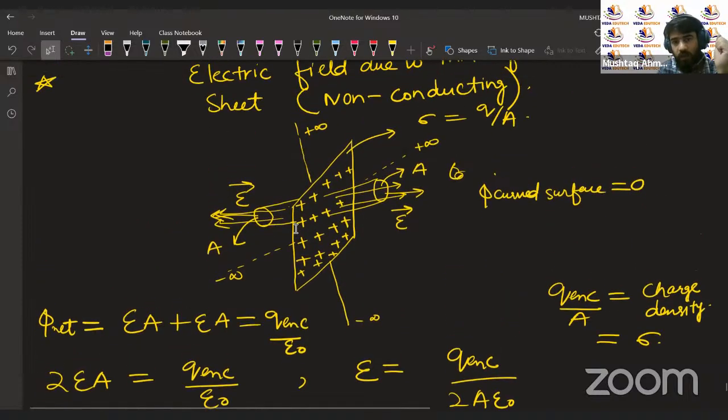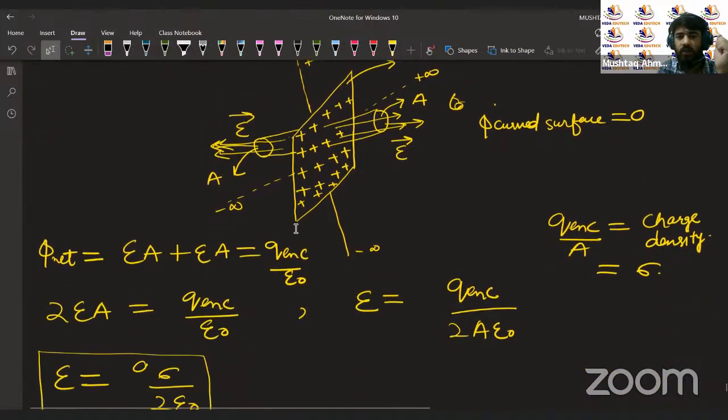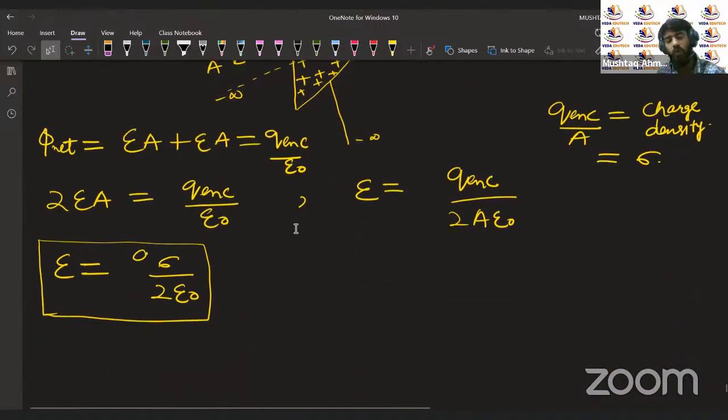The electric field due to this thin infinite non-conducting sheet provides us a uniform electric field, irrespective of the distance. It does not depend upon distance. For all distances, the field is constant, that is sigma upon 2 epsilon naught.